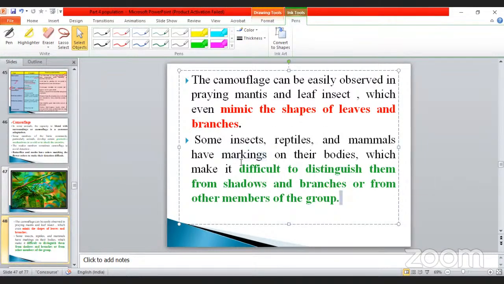Sorry, tiger only. A cheetah. Okay. We cannot find out which animal's marking is not similar. It is difficult to distinguish them. That is very, very important, my dear students. Okay, see this one.